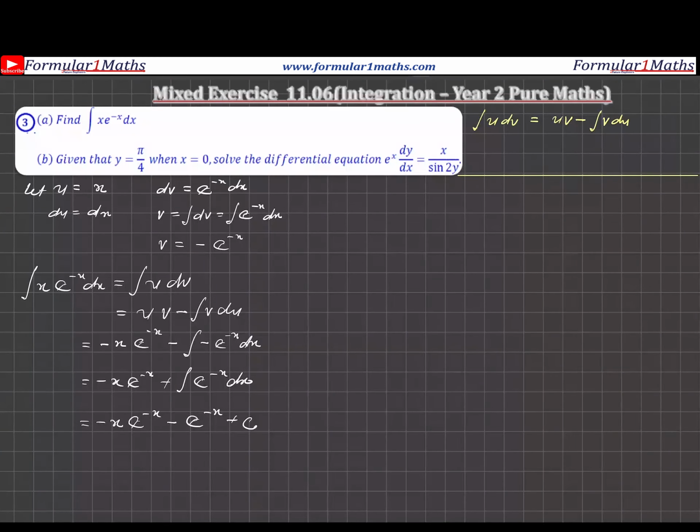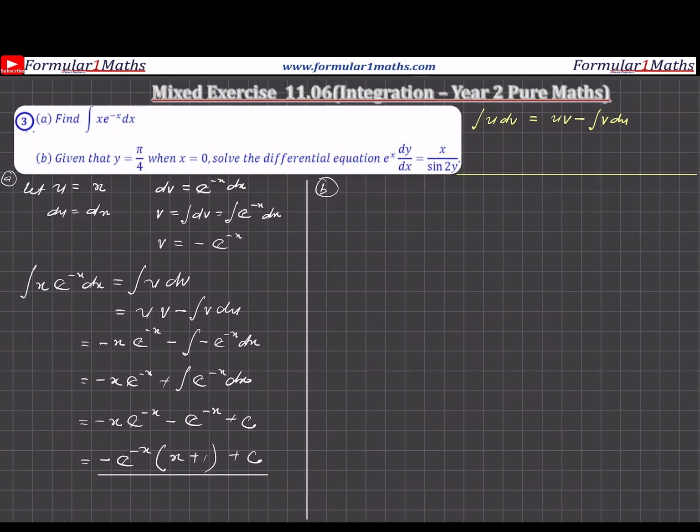So this is the final answer, but we can write it by factorizing e to the power minus x out, and we're going to get minus e to the power minus x bracket x plus 1, and then you add your integration constant. And this is the final answer. So that's for A.